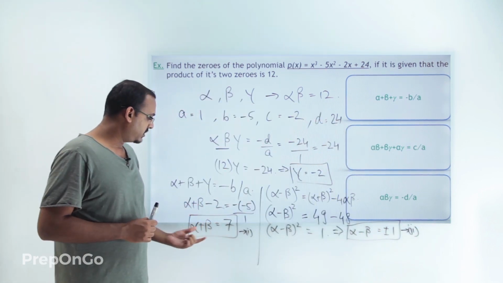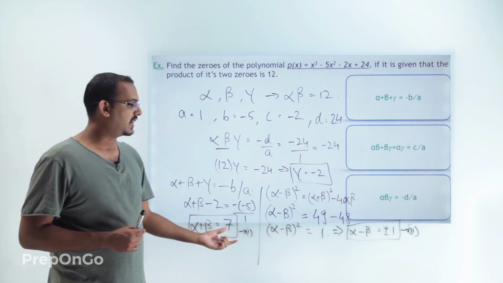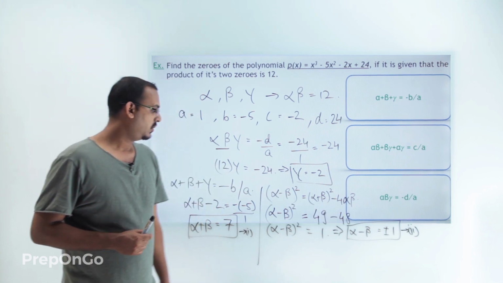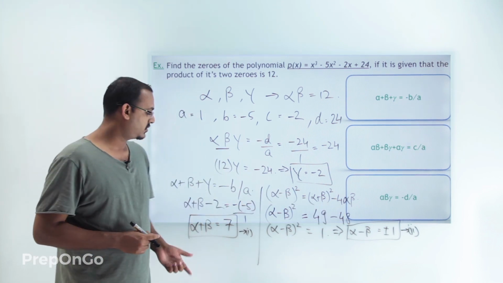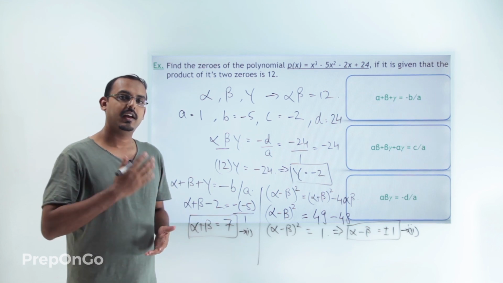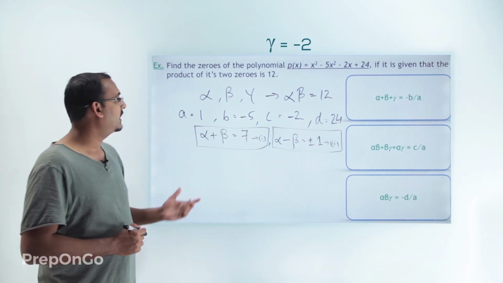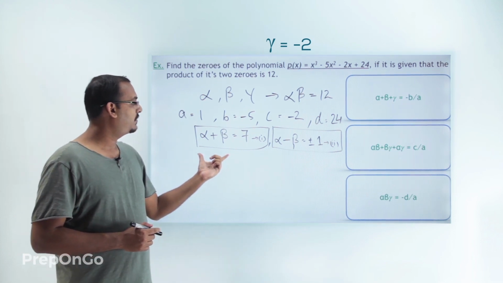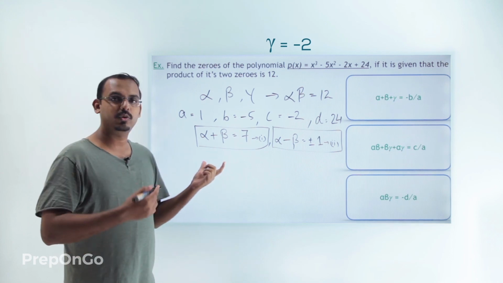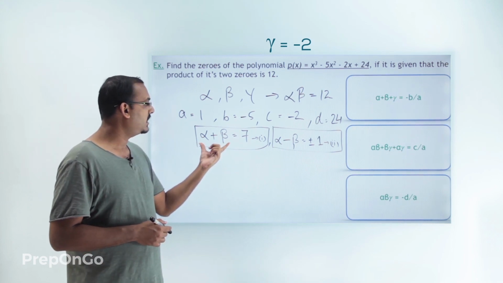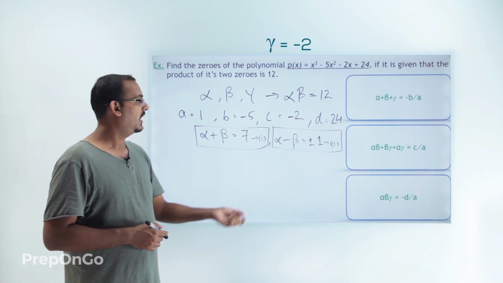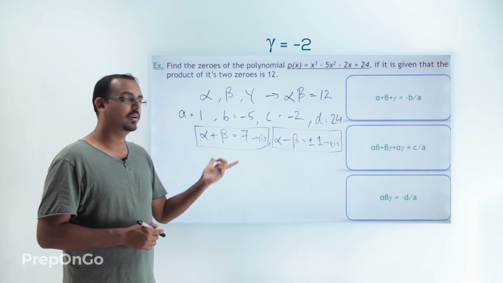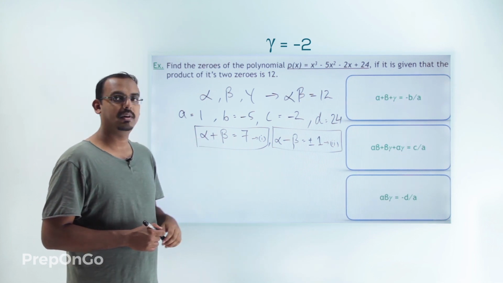So we have equation 1 which tells us alpha plus beta is equals to 7, and equation 2 which tells us alpha minus beta is equals to plus minus 1. Now we can use these two equations to get the value of alpha and beta. We found out the value of gamma, or one of the zeros, to be minus 2, and using that value we figured out two different equations in the other two zeros, alpha and beta. So now we can solve these two equations to get the value of alpha and beta.